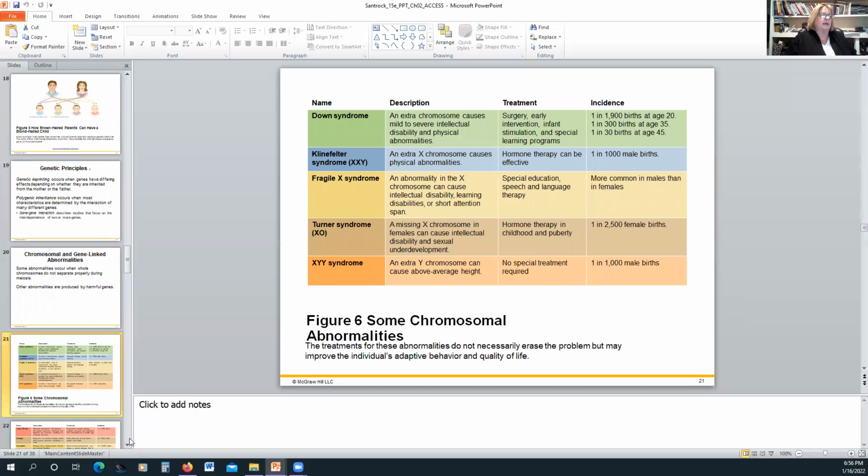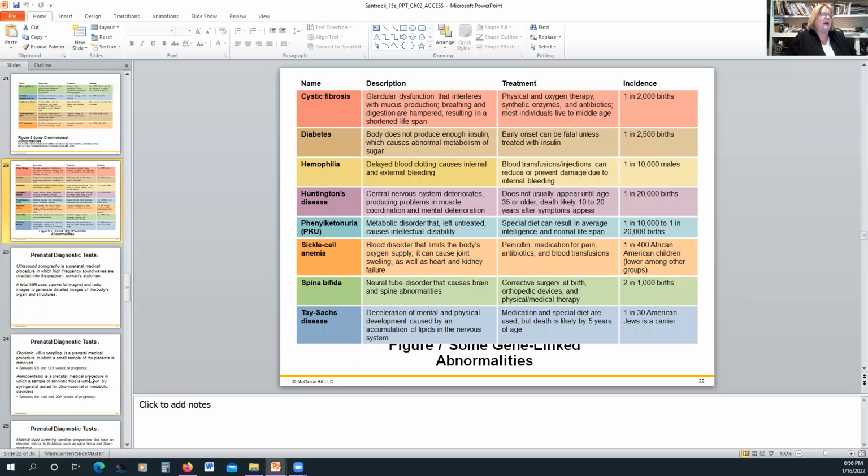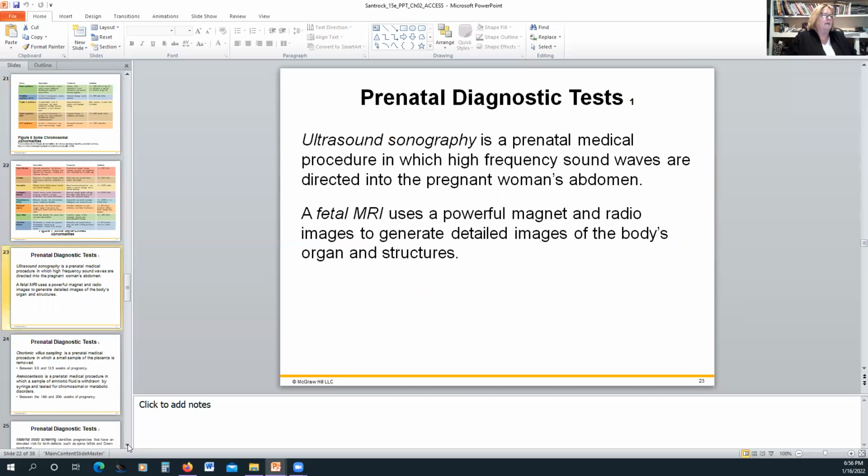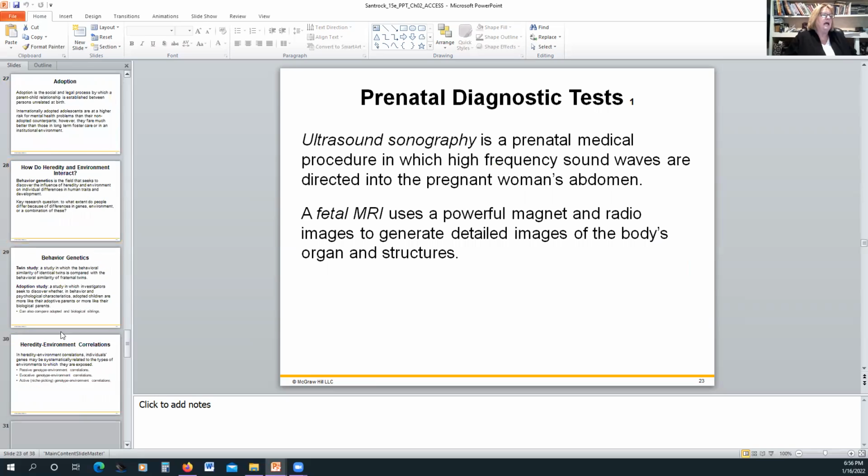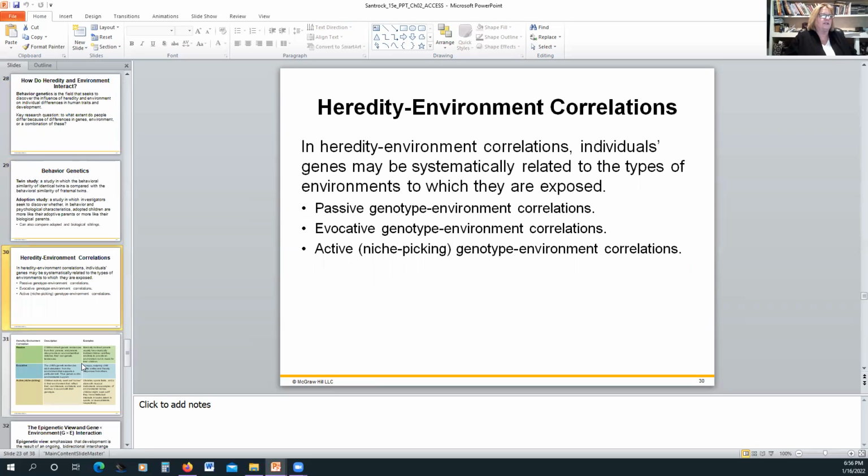Again, some abnormalities in chromosomes, some different syndromes that happen. Again, your prenatal diagnostic tests. There's just a lot of basic information in here. And you've had all this in lifespan, so I'm not going to go over every slide.